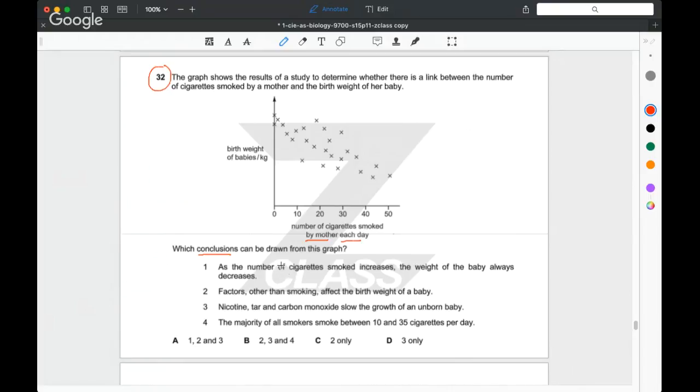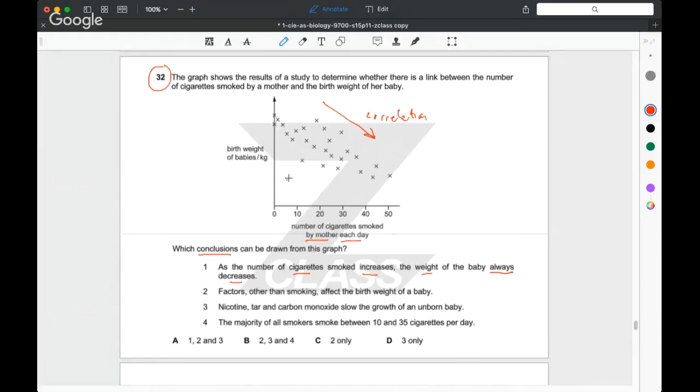The first one, you have to look through each of these candidates. It says, as the number of cigarettes increases, the baby's weight always decreases. Read this carefully. Now, there is a correlation, isn't there? You'd have to say that generally there's a correlation between the number of cigarettes smoked each day and the birth weight of the babies to those mothers being decreased. You can see that correlation. But it's not an exact correlation.